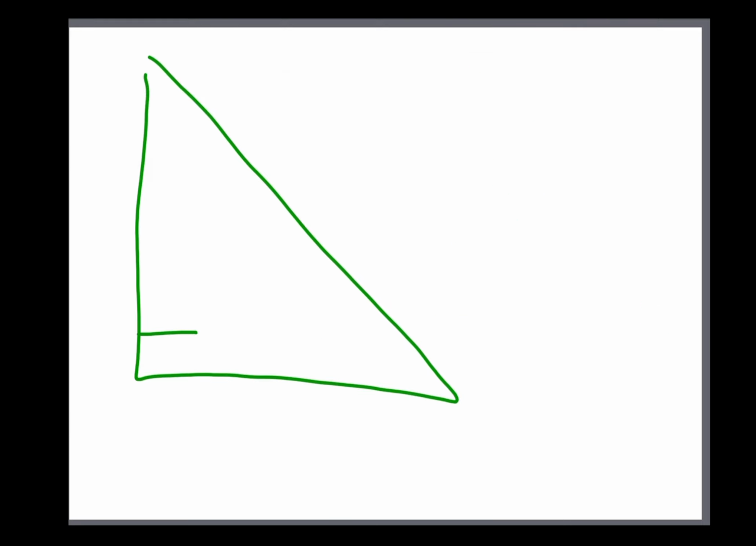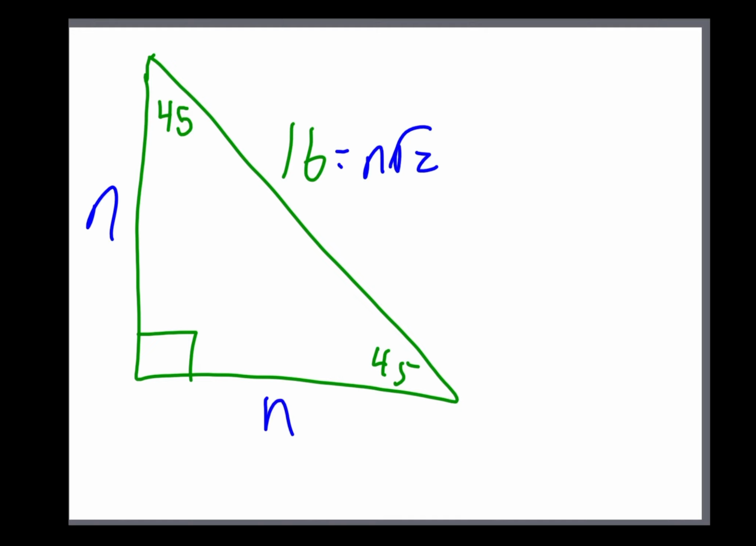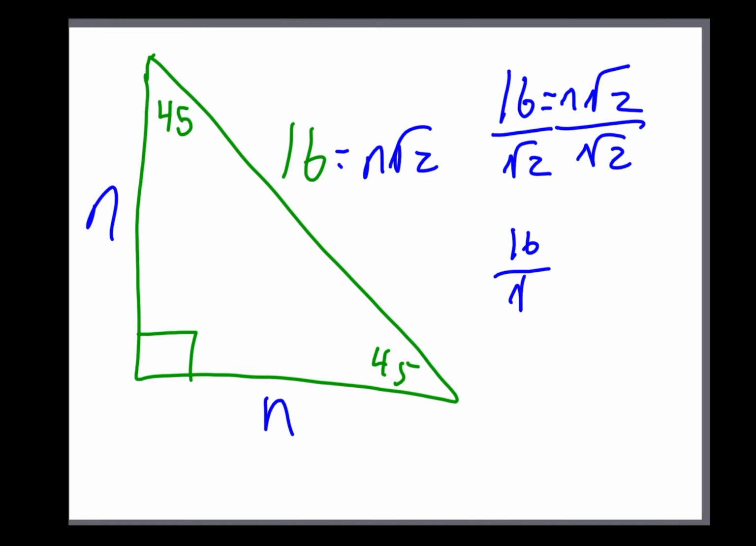Okay. Well, let's change it up for the last one just a little bit. And this time we're going to say that this is 16. And there's my 45. There's my 45 and my 90. Again, I still like to go ahead and label it as n. This is n, this is n, and this is n radical 2. So I can set that equal to each other. Again, I know my hypotenuse is 16, but if I solve 16 is equal to n radical 2, because that's the hypotenuse of a 45, 45, 90, I can go ahead and divide by radical 2. So that gives me 16 over radical 2 is equal to n.